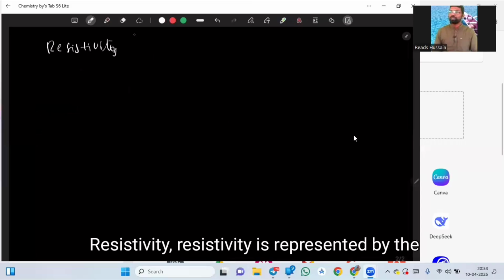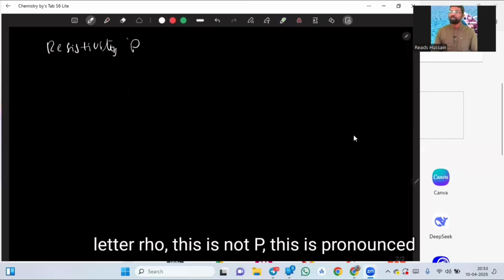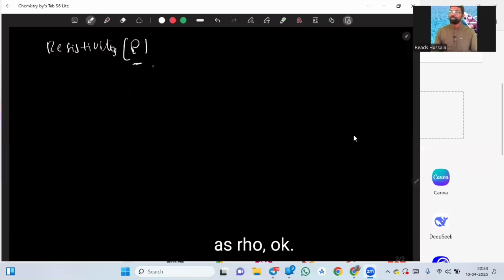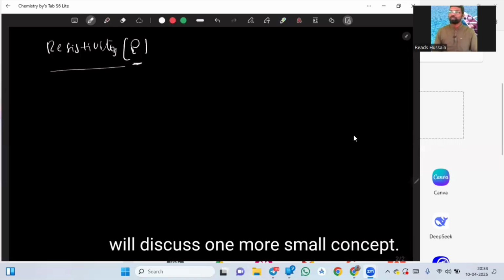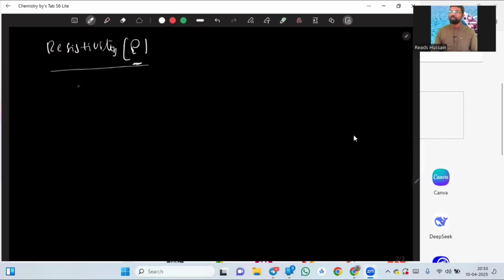Resistivity. Resistivity is represented by the letter rho. This is not P. This is pronounced as rho. Okay, what is resistivity? Before going to know about resistivity, we'll discuss one more small concept.